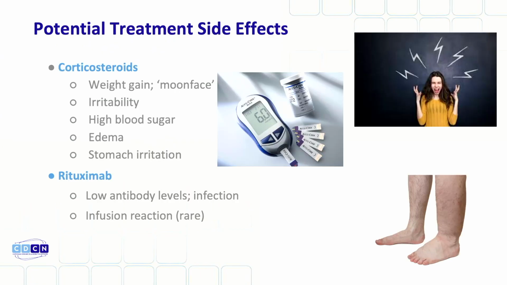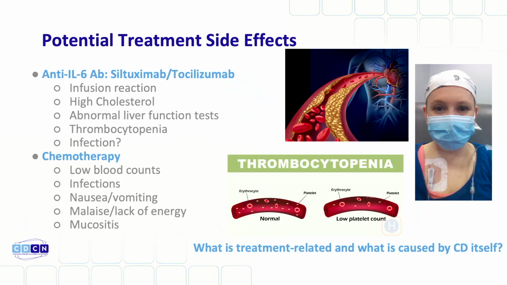Next slide. So side effects of treatment, oftentimes weight gain. Steroids have a lot of side effects. Rituximab, the thing that you should be thinking about the most if you're on rituximab is the strength of your immune system to battle infections. So COVID, for example, is particularly hard to overcome if you're on rituximab.